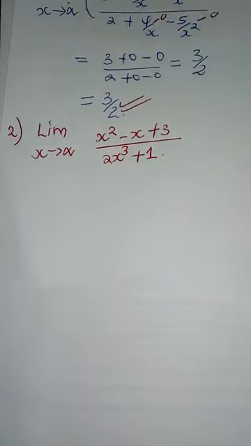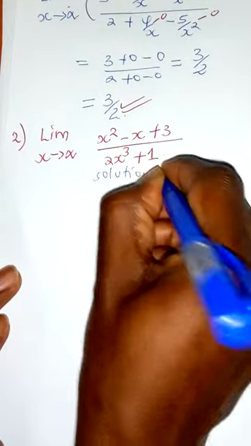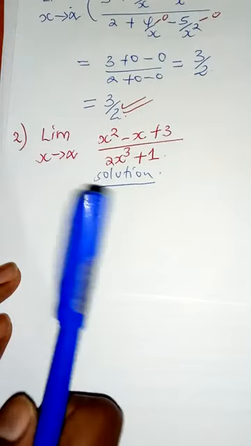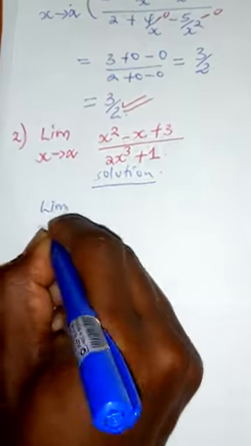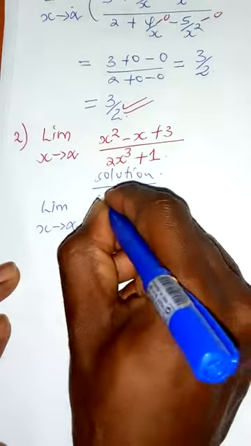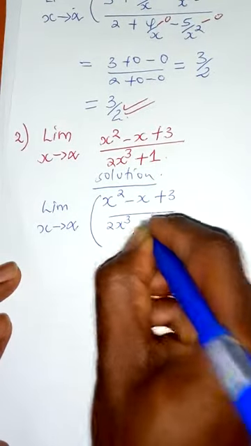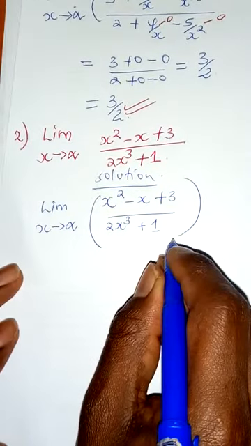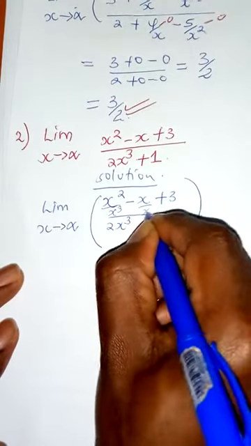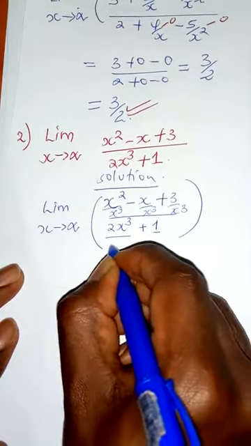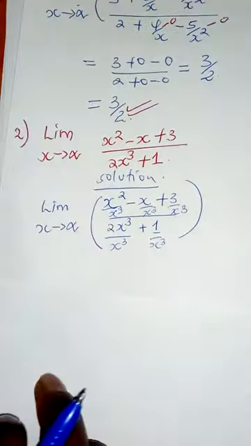So we have our example number 2, that is x squared minus x plus 3 over 2x cubed plus 1 when x is approaching infinity. We use the same procedure to solve it. We'll have the limit, x approaching infinity, of x squared minus x plus 3 over 2x cubed plus 1. So we divide all the sides by x cubed, and x cubed on the denominator.